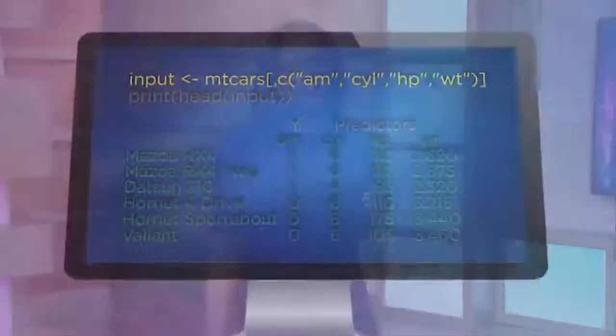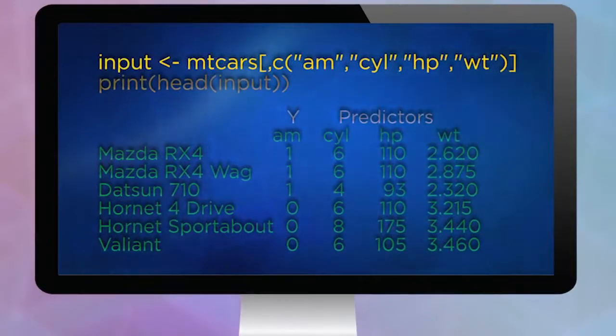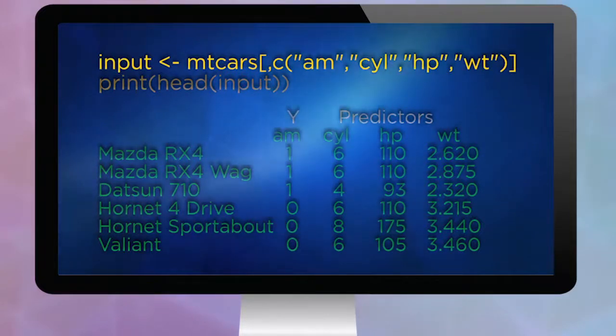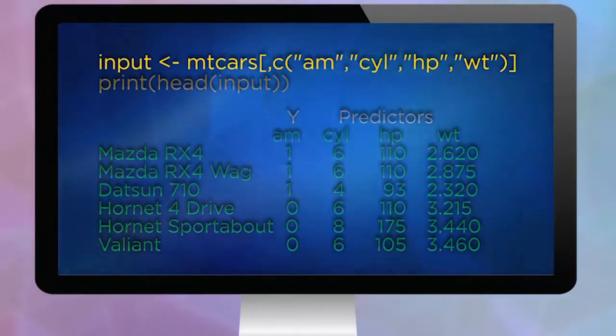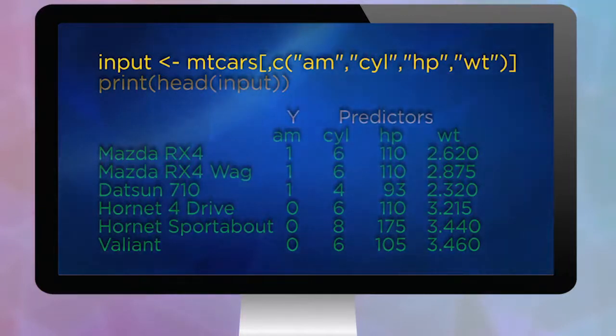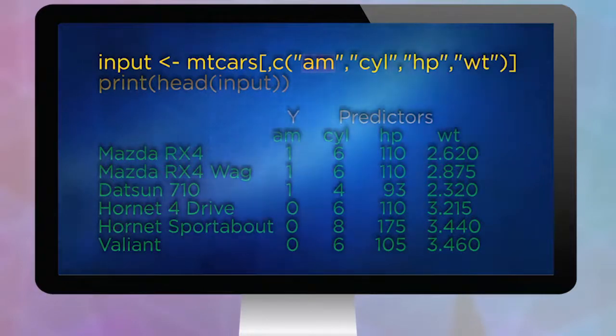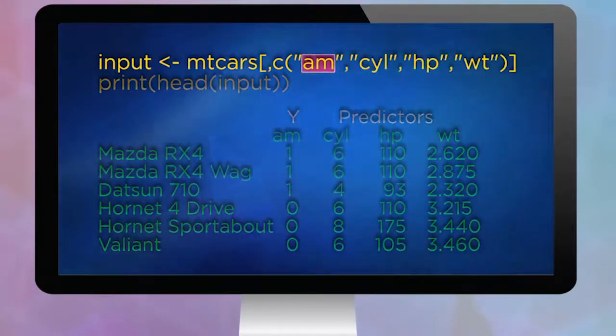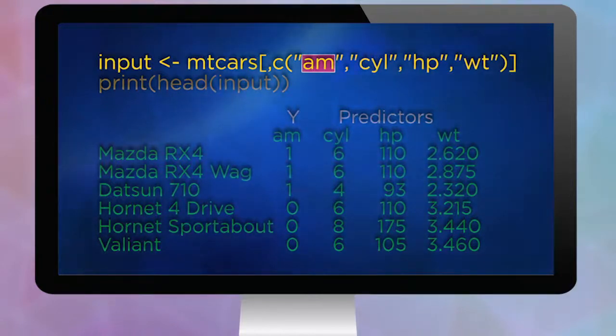Let's look at an example. We've got a cool data set in R called mtcars, and it describes the different models of a car with their various engine specifications. So in the mtcars data set, the type of vehicle transmission, whether it's automatic or manual, is described in the outcome AM. And this is a binary variable. It's either 0 or 1.